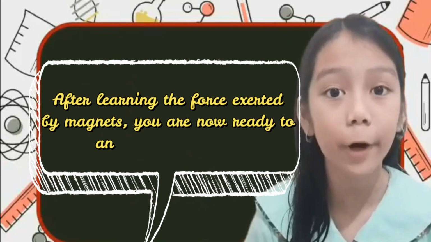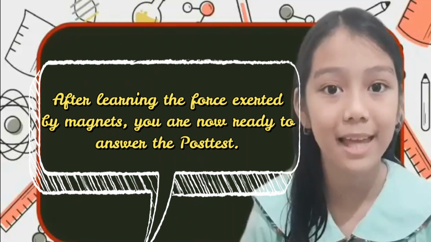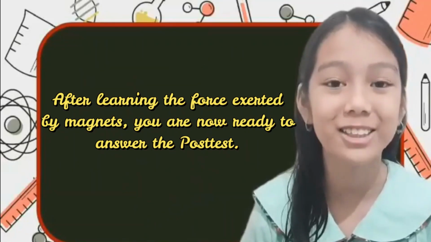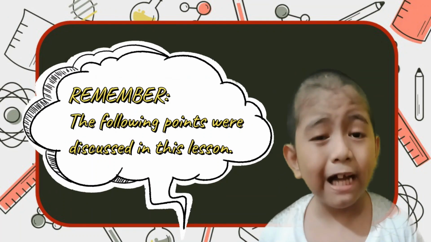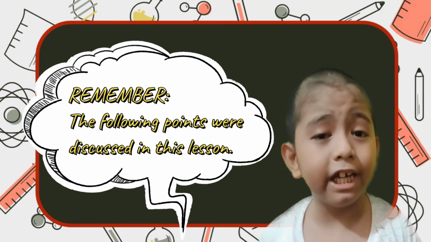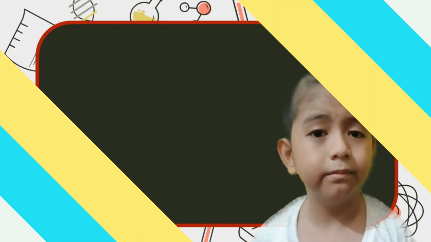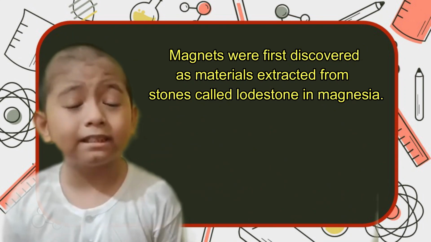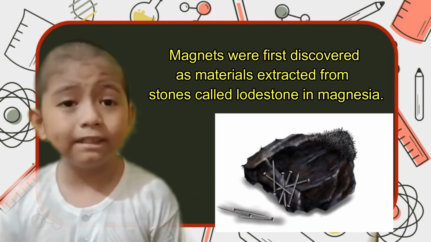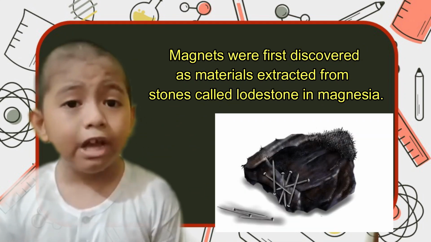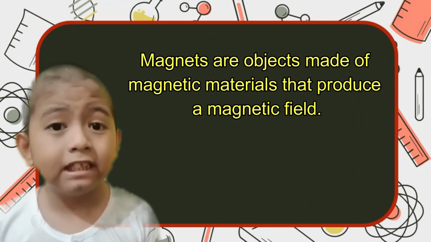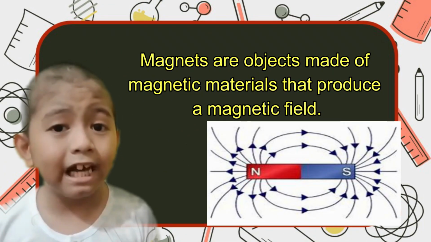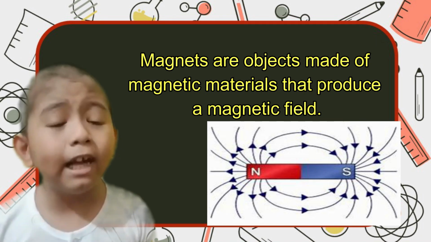After learning the force exerted by magnets, you are now ready to answer the post test. Remember, the following points were discussed in this lesson. Magnets were first discovered as a material extracted from a stone called lodestone in Magnesia. Magnets are objects made of magnetic materials that produce magnetic field.